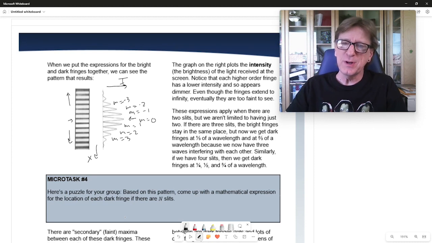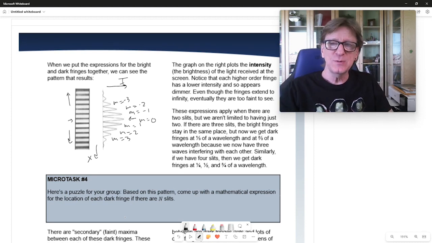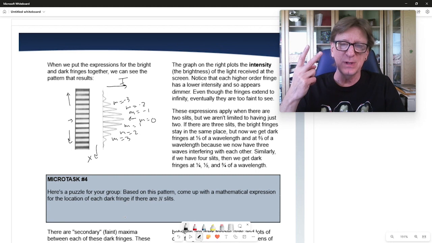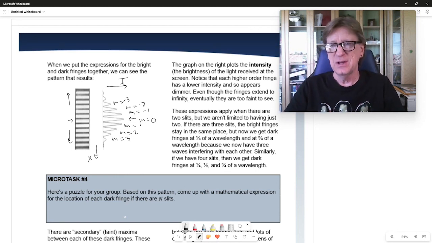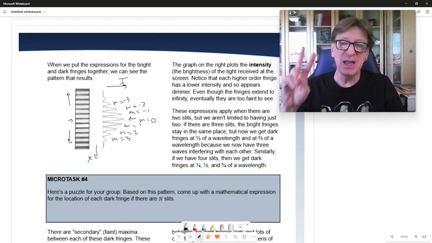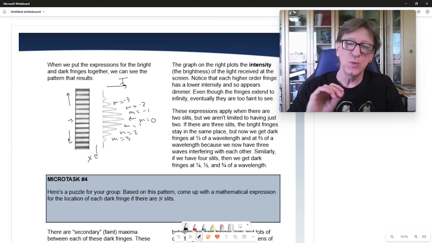Okay, so now here's a little puzzle for you. Suppose I don't just have 2 fringes, but suppose I have more than 2. So for example, if I have 3 fringes, how is our expression going to change? So we want to come up with a mathematical expression for that. And the way to approach it is, okay, I want to come up with an expression that holds if I have 2 fringes, because we already know what that looks like.